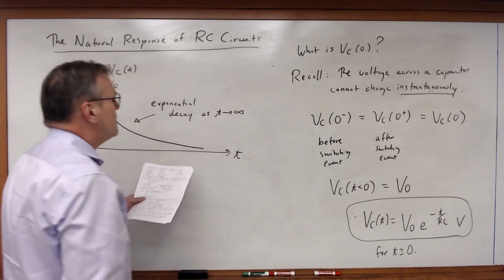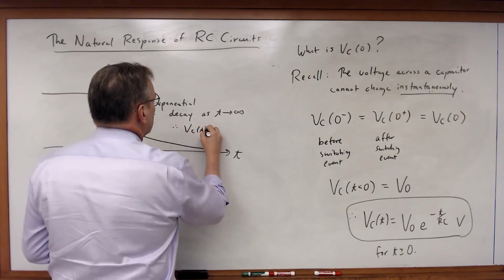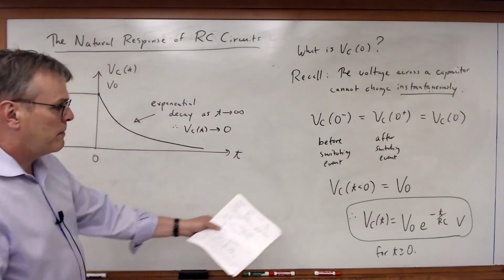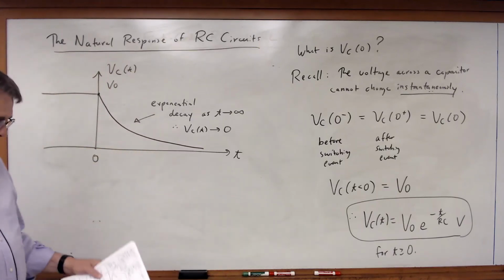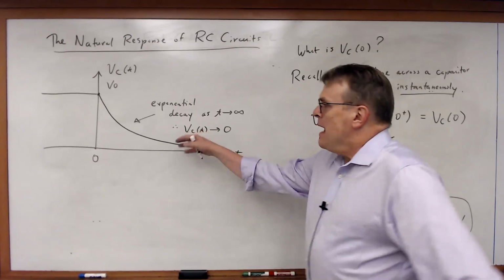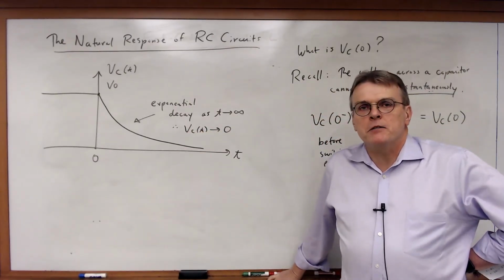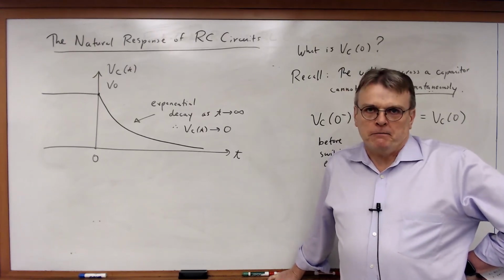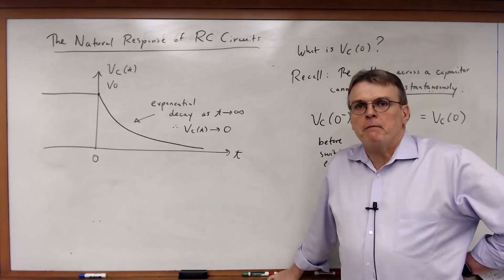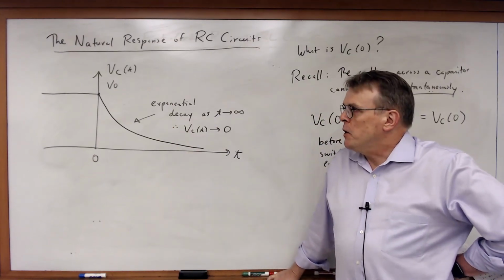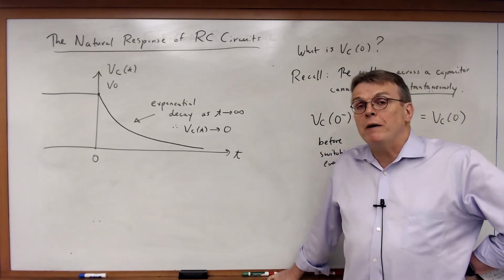So as t goes to infinity, Vc of t will go to 0, and this will decay down to 0. All right? Now, something I'd like to point out to everybody, exponential responses are universal throughout nature. We are looking at the exponential response of a circuit as a capacitor discharges. You will find exponential responses all throughout engineering, both in nature as well as technology.